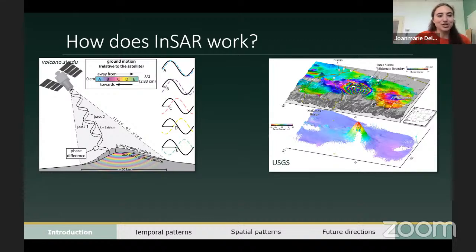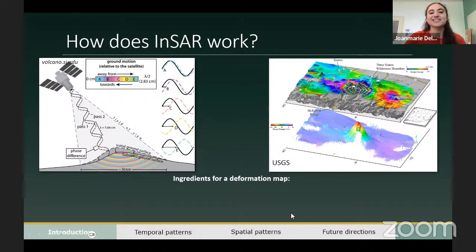So, great introduction before. If you missed it, you've got a satellite that zaps the ground, comes back 12 days later, zaps the ground again. If something has moved, there's been a phase shift in that wave. You get these little rings of the phase shift. And if you can say something about the underlying topography, you can actually turn those rings into absolute deformation.